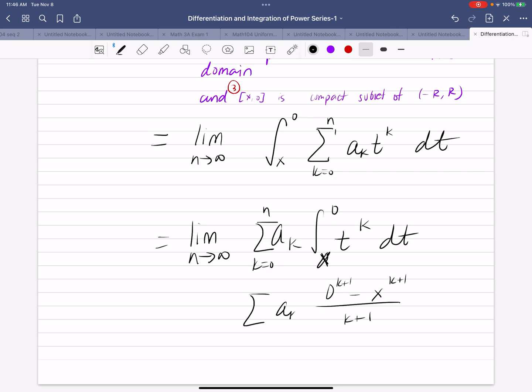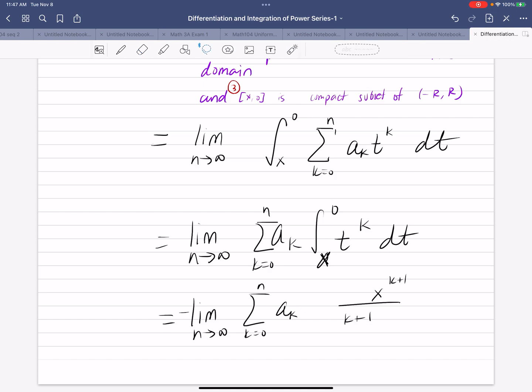Now I've got the sum of a sub k. And of course, I don't really need the 0 to the k because k starts at 0. So that means we're looking at 0, 0 squared, 0 cubed, 0 to the 4th, and so on. So I really can erase that. And I can bring this negative out front. And I can even bring it out front here, right? So what do I have?